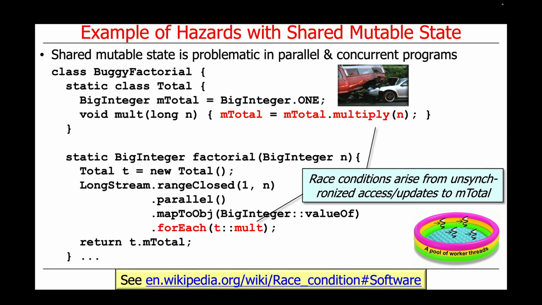The problem here is that there's one instance of t that's shared within all the threads in the common fork join pool. So those different threads will be calling mult at the same time, which will be accessing and updating mtotal in an unsynchronized way, which of course will cause what are known as race conditions, which are hazards in concurrent programs and parallel programs where the program will behave incorrectly depending on the scheduling order or the timing of the threads.